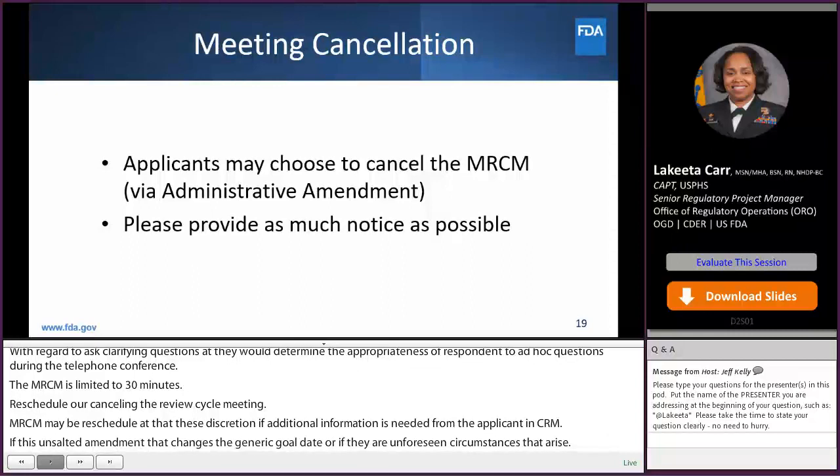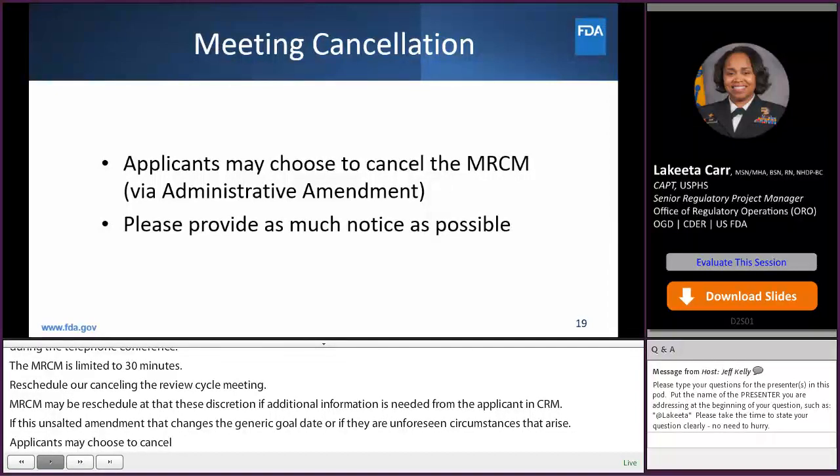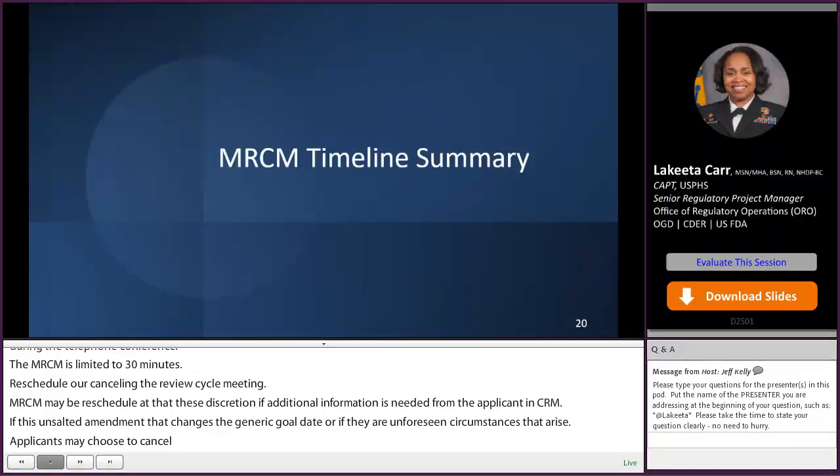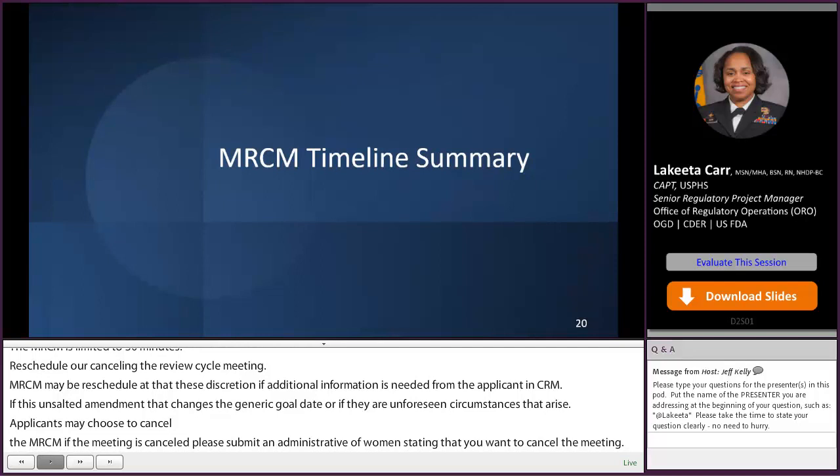If the meeting is canceled, please submit an administrative amendment stating that you'd like to cancel the meeting. Also, please provide as much notice as possible. Next, Lieutenant Commander Daniel will discuss the mid-review cycle meeting timeline summary.